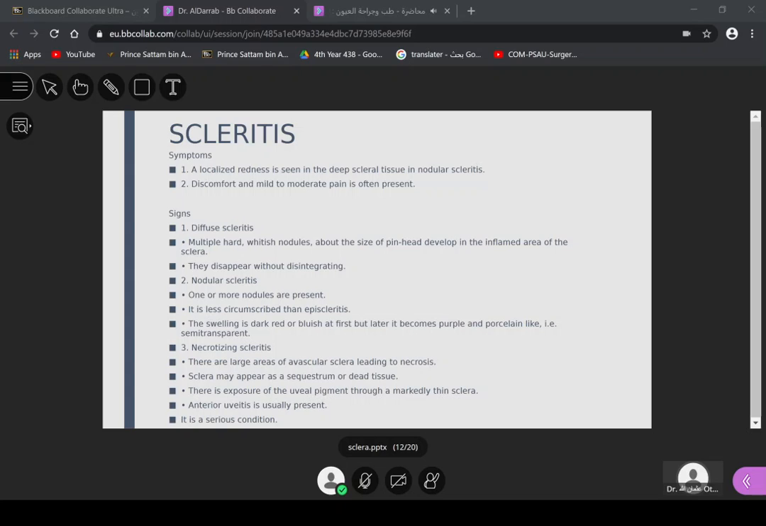In nodular scleritis, discomfort, mild to moderate pain is present. Pain is not mild. In the book it is written mild to moderate. It's not mild. It's moderate or more in scleritis.